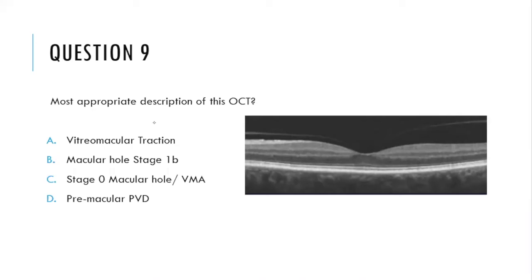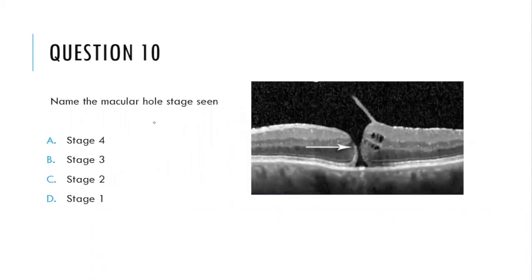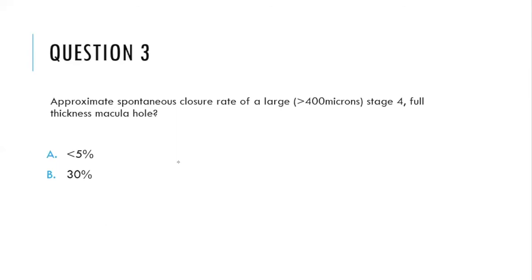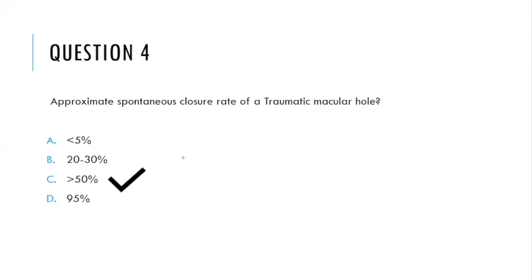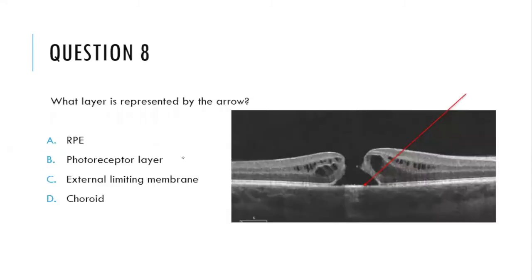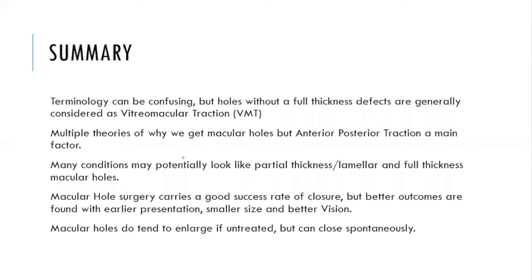So I did have a question 10. Unfortunately, the poll wasn't active for this one. So name the macular hole stage here, because it's a full thickness macular hole, and then this is a stage 2 macular hole. Perfect. Good. So we've gone through the answers to the questions already because we had the poll, which is great. So I'll just skip ahead through these ones here. Great. And we'll move on to the summary.